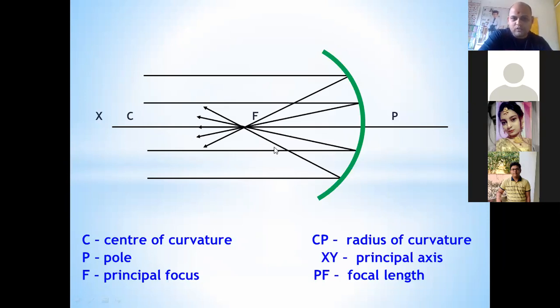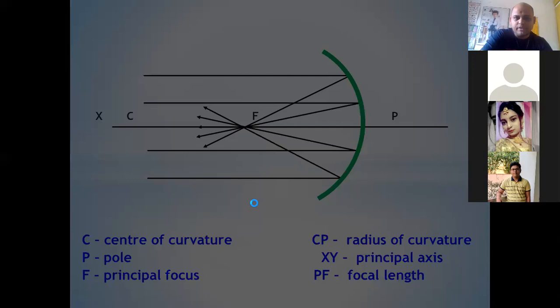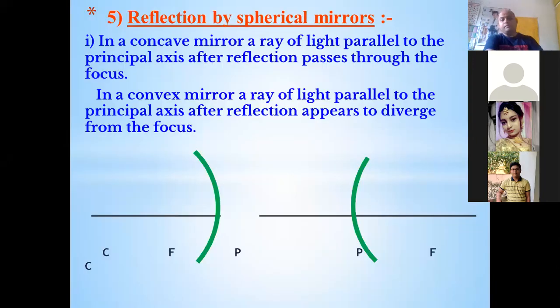Now going on to the next part, which we have already covered: reflection by spherical mirrors. What happens in spherical mirrors? What is this line called? Principal axis. And when we put an object along this principal axis, then we have the incident ray. When the incident ray is parallel to the principal axis, which type of mirror is this? Concave.